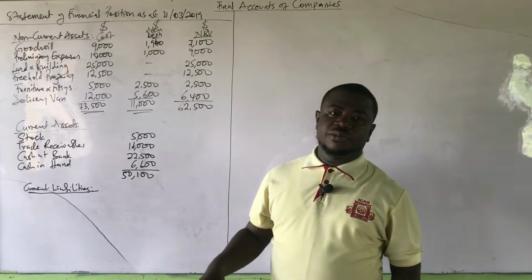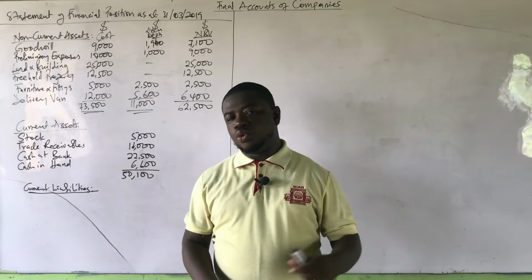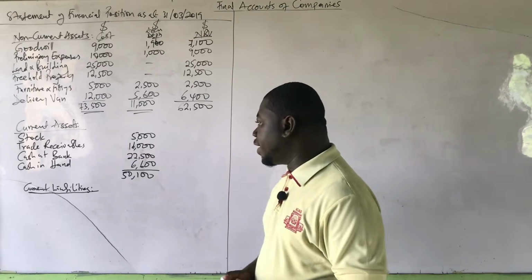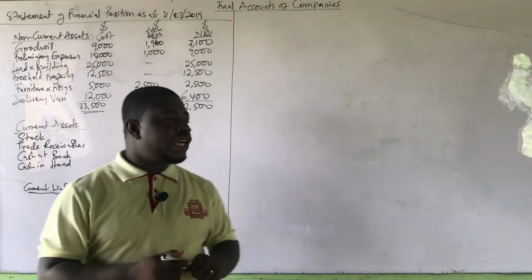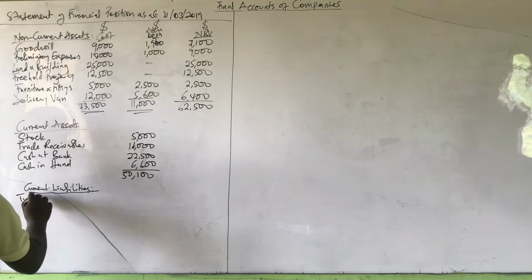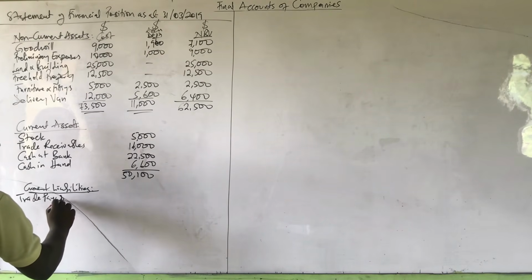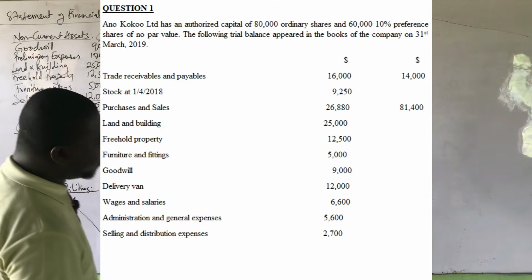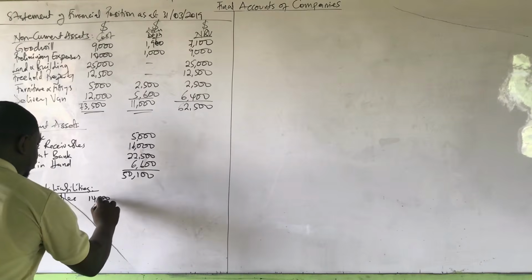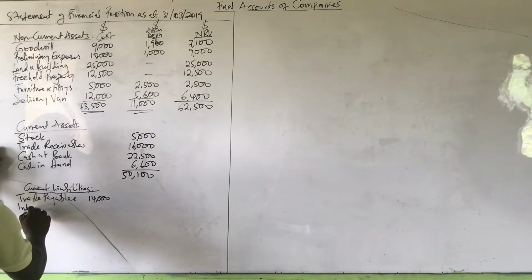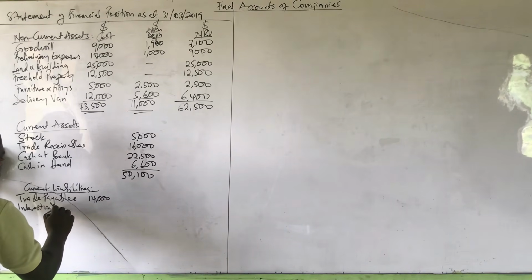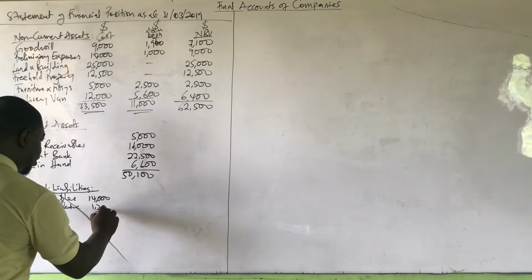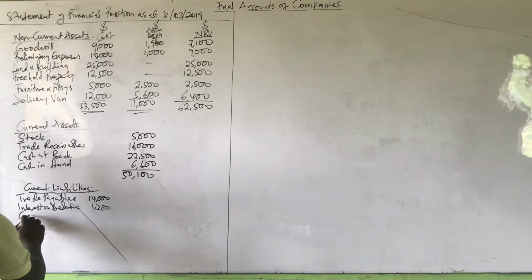So the company accounts may have many more liabilities compared to the sole trader's case. And I remember mentioning some of these things in the format I gave you. So let us begin with our trade payables. In this question, the trade payables figure was 14,000. And then we have interest on debenture payable, which is 1,200.